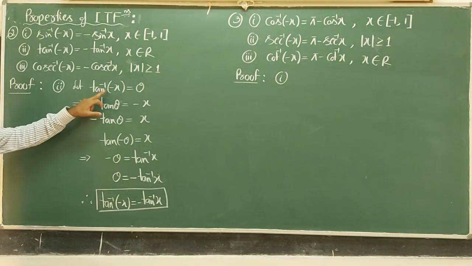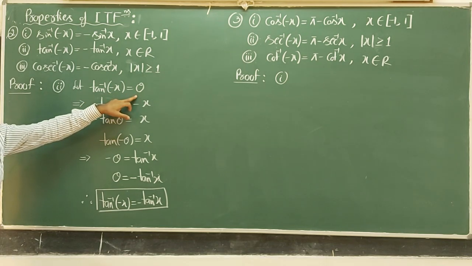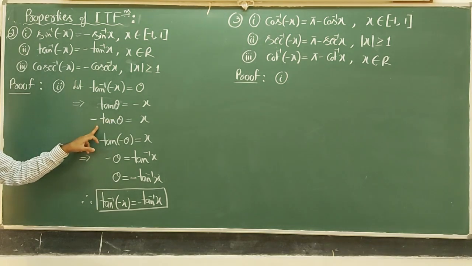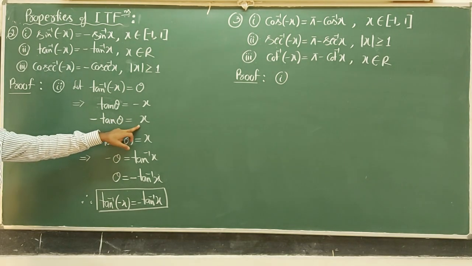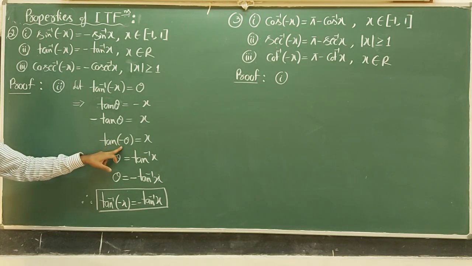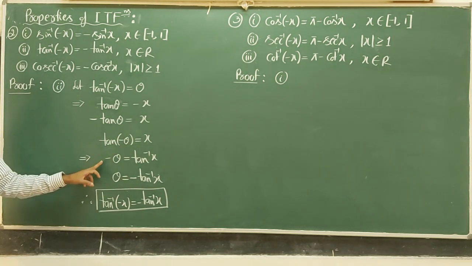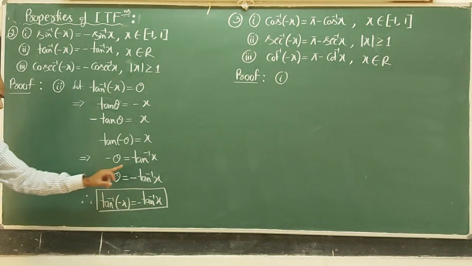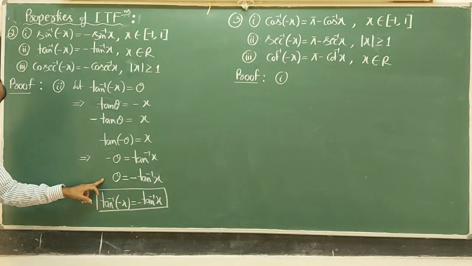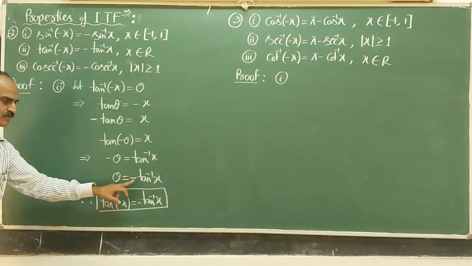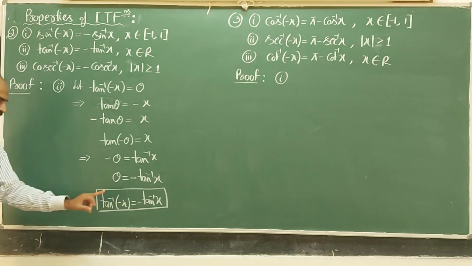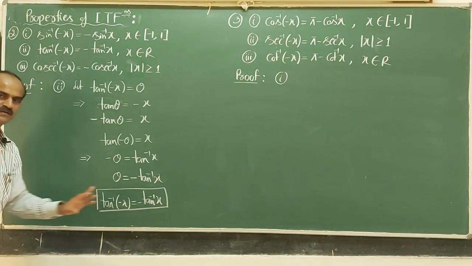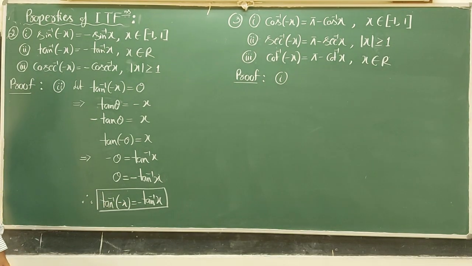Look at here, cosecant inverse of minus x, call it theta. Cosecant theta is minus x, minus cosecant theta is x. Cosecant of minus theta is x. Using inverse function, minus theta equal to cosecant inverse x. Multiplying both sides by minus sign, theta equal to minus cosecant inverse x. Therefore, cosecant inverse of minus x is minus of cosecant inverse x. I hope you can complete this.